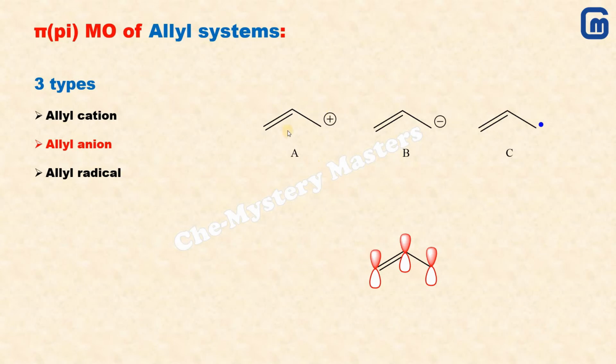If you talk about A, B and C, in all of them there is a double bond with a charge or a radical in conjugation with this double bond. That's why all three carbons and their atomic orbitals will be responsible for the formation of molecular orbitals in these. Now let us discuss how the molecular orbitals will form and what their total number will be.